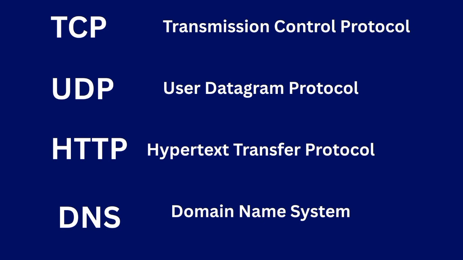We have HTTP, which you use to make a request, hypertext transfer protocol. Then we have the DNS. DNS is very important. Why is it important? Because DNS is the one that translates your domain names, the internet domain names, into IP addresses.